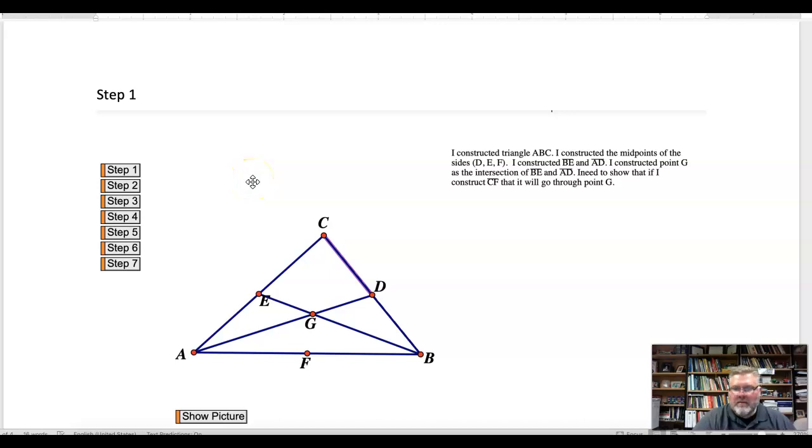Okay, so in this video I'm going to show, in a very awesome and exciting way, that the medians of a triangle are concurrent.